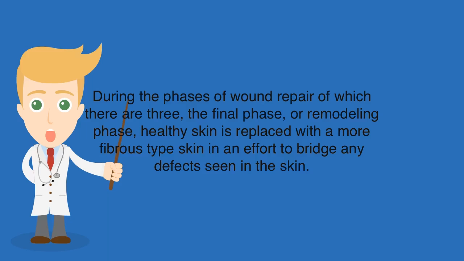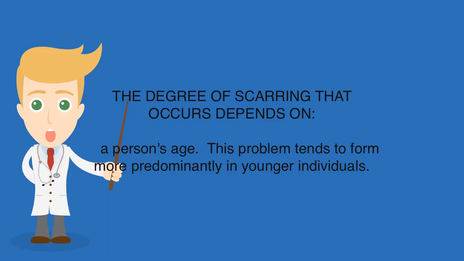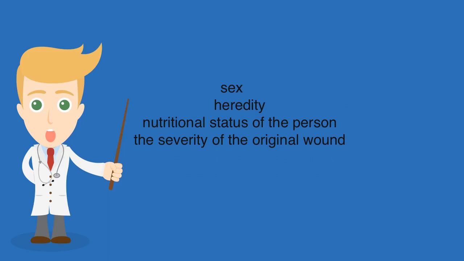healthy skin is replaced with a more fibrous type of skin in an effort to bridge any defects seen in the skin. In the majority of instances, the healing tissue is probably not even visible, nor does it have any impact on the affected area. The resulting remodeling is usually flat and over time becomes less noticeable. The degree of scarring that occurs depends on a person's age. This problem tends to form more predominantly in younger individuals. Sex, heredity, nutritional status of the person, and the severity of the original wound also play a role.